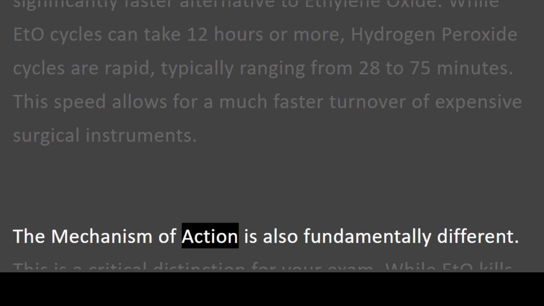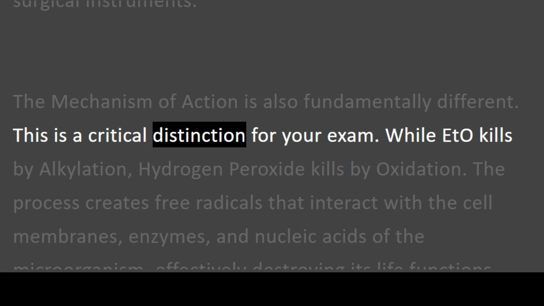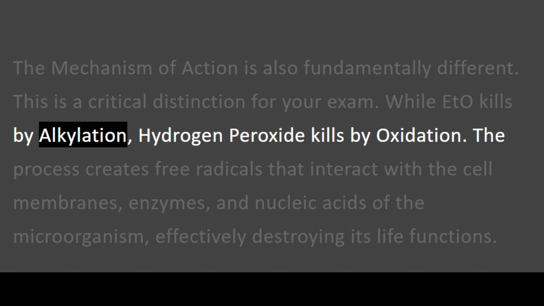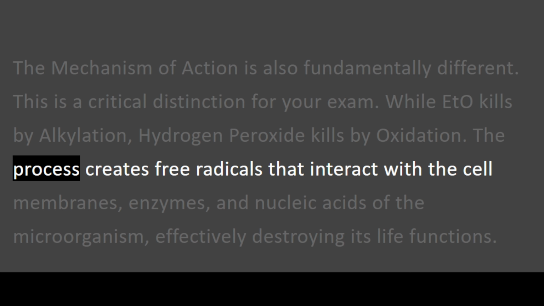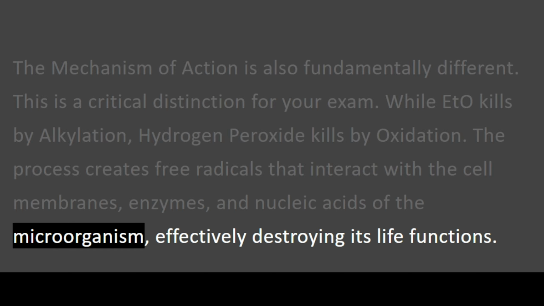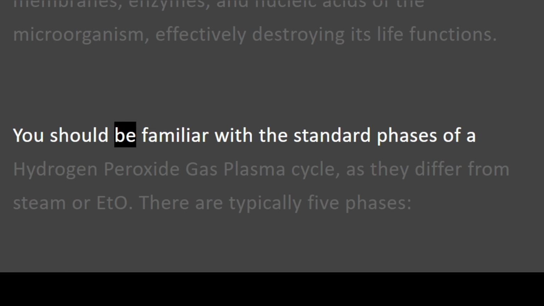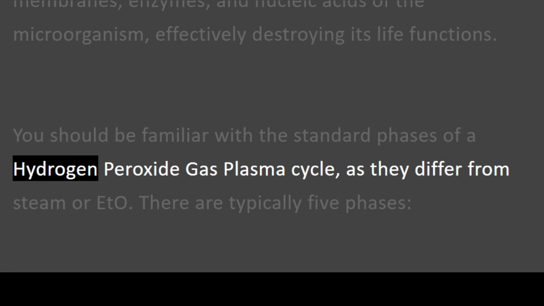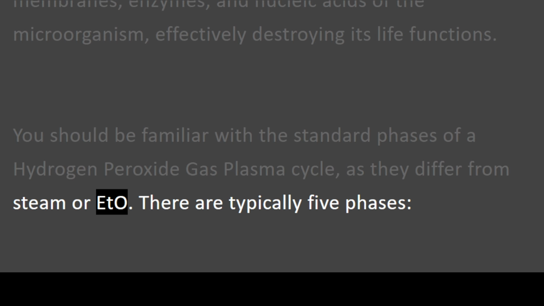The mechanism of action is also fundamentally different. This is a critical distinction for your exam. While ETO kills by alkylation, hydrogen peroxide kills by oxidation. The process creates free radicals that interact with the cell membranes, enzymes, and nucleic acids of the microorganism, effectively destroying its life functions. You should be familiar with the standard phases of a hydrogen peroxide gas plasma cycle, as they differ from steam or ETO.